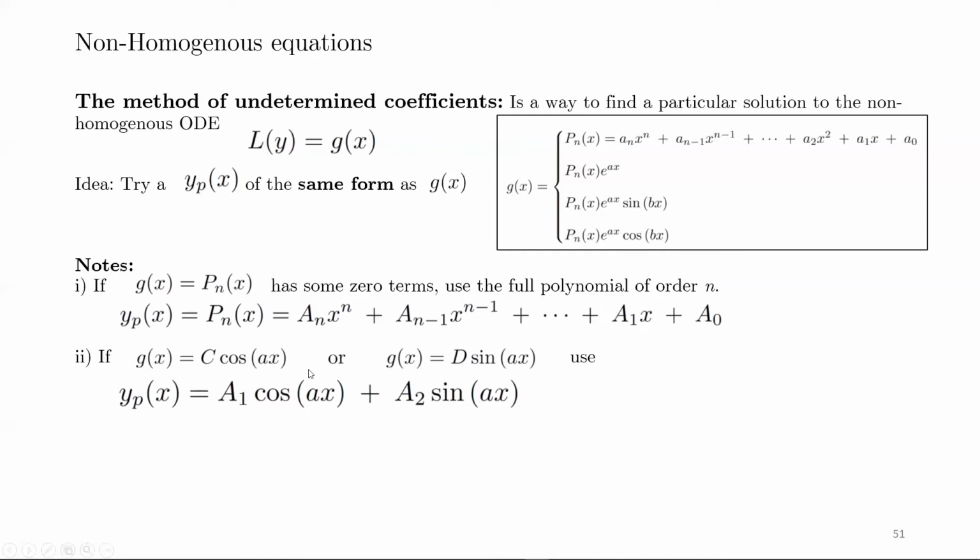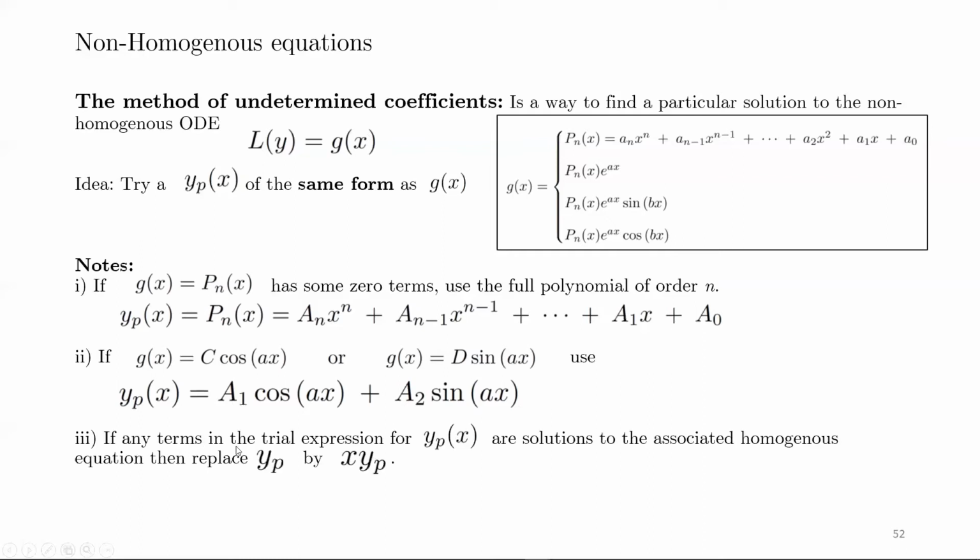Okay, and then the third note here, which is also very important: if any terms in the trial expression for yp are solutions to the associated homogeneous equation, so if we first solve for that complementary function yc, and let's just say for example we get e to the x as one of our solutions, well, if g of x is also e to the x, then we can't just use yp equals e to the x. We have to use x times e to the x, okay?